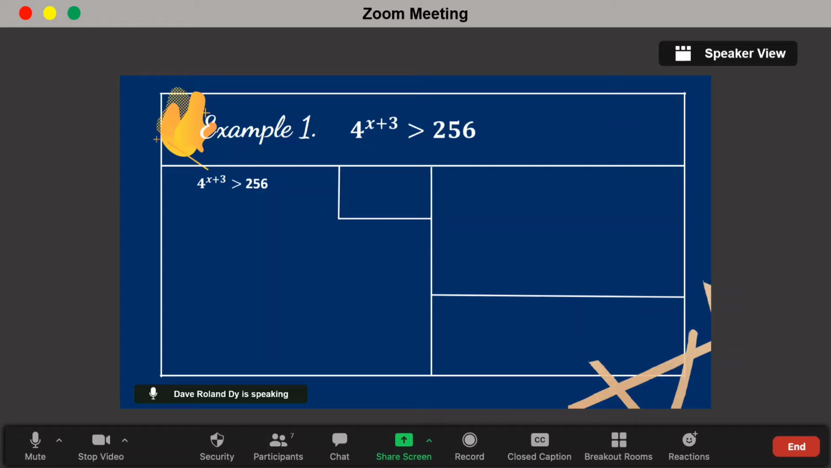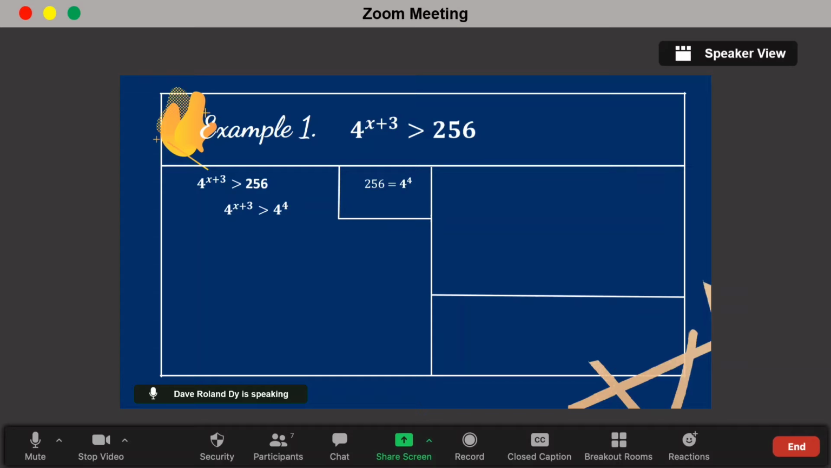That is right. We have to make the base the same on both sides. How do we do this? If you think about it, 256 can be written as 4 raised to the fourth power. So if we replace 256 in the problem with 4 raised to the fourth power, our bases are already the same. We accomplished step 1.